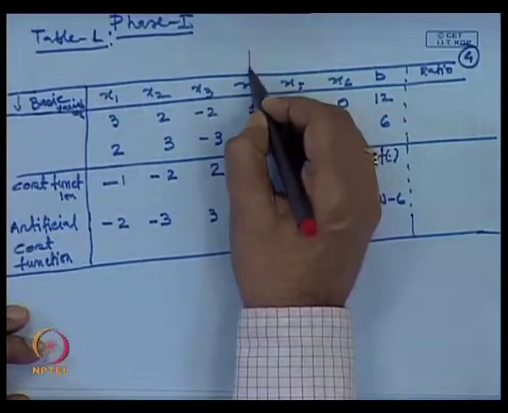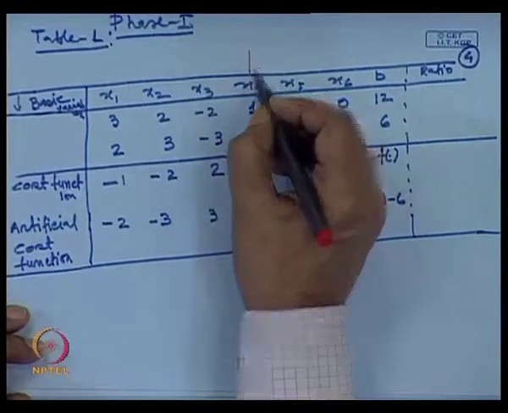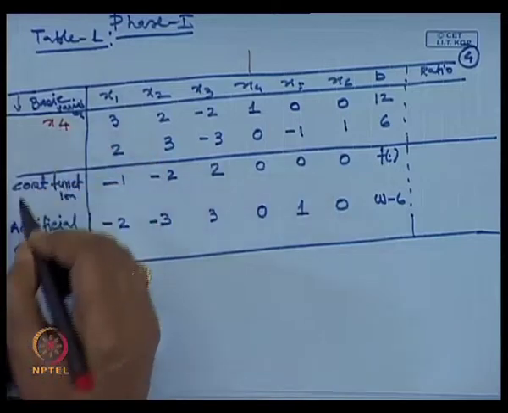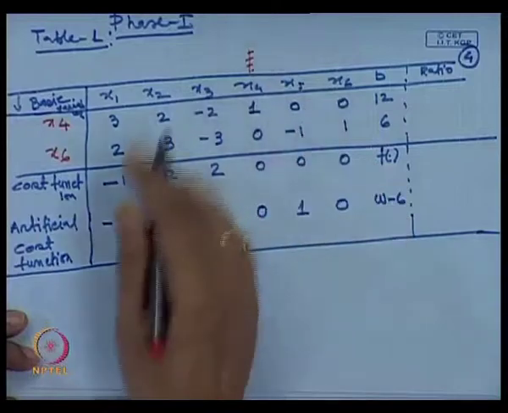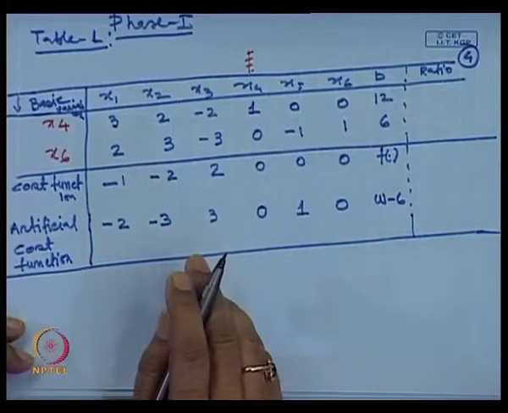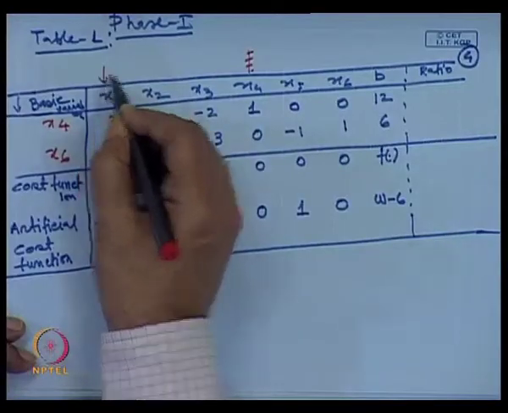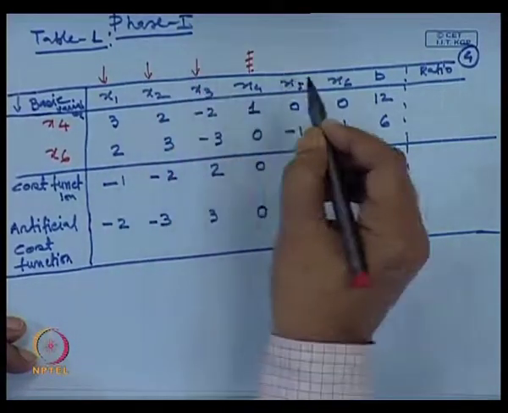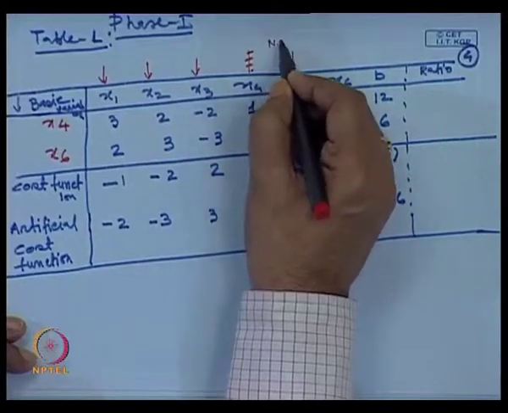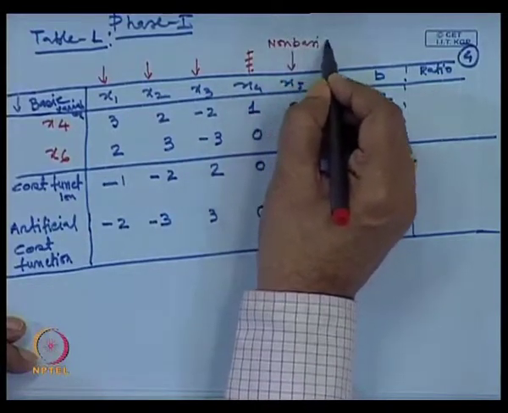So, our basic variables are x 4 and x 6, and the remaining ones are our non basic variables, because we have 2 equations, 2 basic variables, and we have 6 variables. 6 minus 2 is 4 non basic variables. Our non basic variables we generally denote with an arrow: x 1, x 2, x 3 and x 5 are the non basic variables.